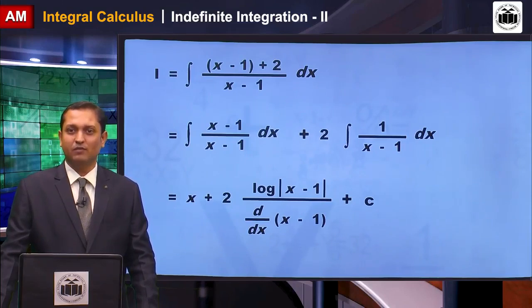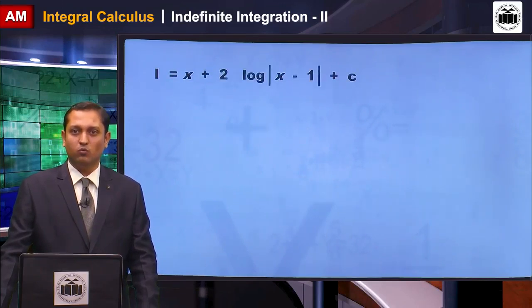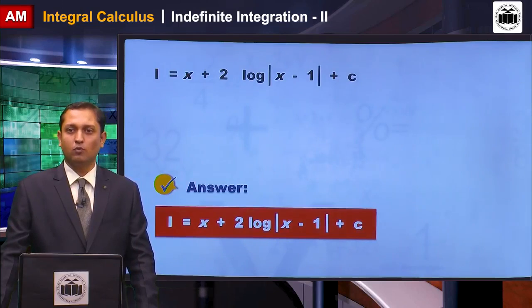Now in the next step, we will take the derivative of x minus 1, derivative of x minus 1 obviously is 1, so we will get the answer as x plus 2 into log of mod of x minus 1 plus c, as you will see now. So this is the answer, x plus 2 log mod x minus 1 plus c.